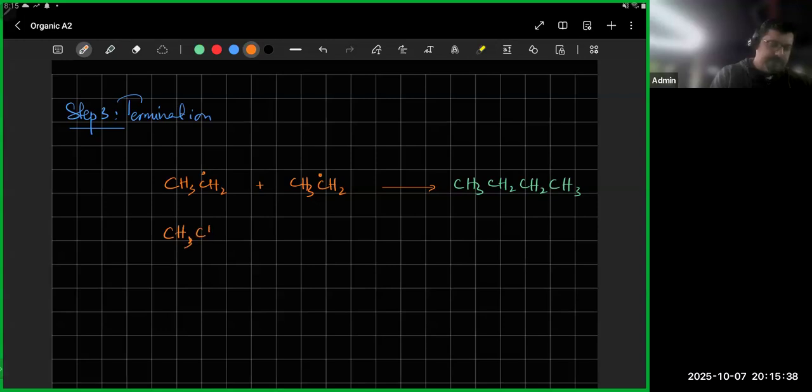So any of these steps could be, take any two radicals that have formed above. You got a Cl which is a radical. Both of them want to complete the bonds, so they simply join up with each other. Okay, clear?